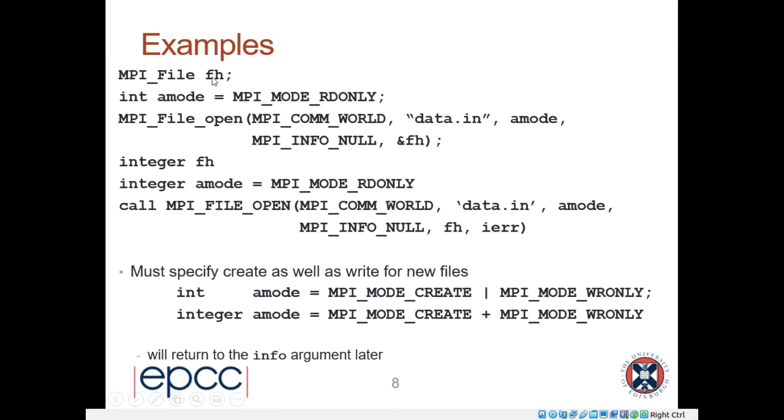Example: MPI file handle, access mode is read only. Open across MPI comm world, the data file, the access mode, MPI info null. The info allows you to specify hints and local configuration options and such like, but we're not going to use that. And you get the file handle, and in Fortran it's just the same. There's just a slight technicality for MPI-IO. If you want to create as well as write, you need to combine these access modes. If you're doing write only and you want to create, you need to OR them together in C or add them together in Fortran. But that's just a slight technicality.